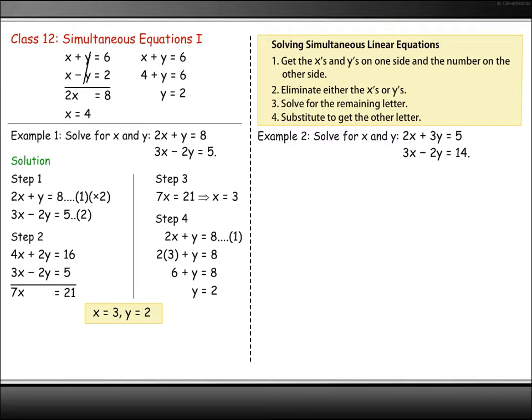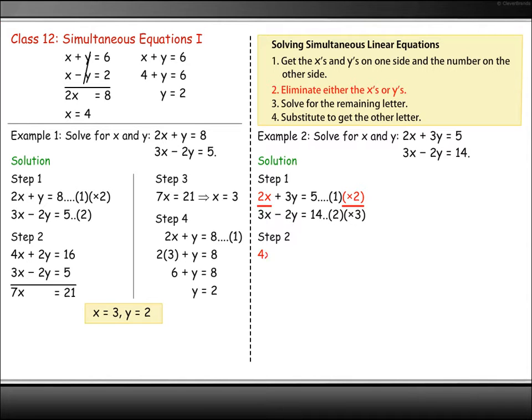Example 2. Solve the following simultaneous equations for x and y. Step 1. Get the x's and y's on one side and the numbers on the other. This is already done. Call them equations 1 and 2. Step 2. Eliminate the y's. Multiply equation 1 by 2 and equation 2 by 3. So you have the same number of y's, but with different signs.